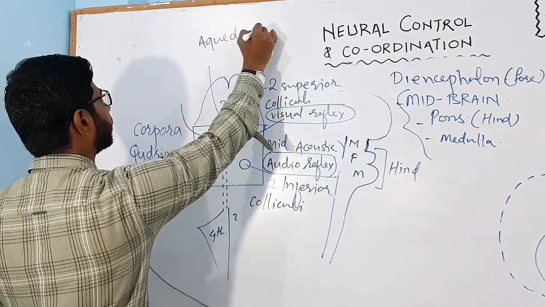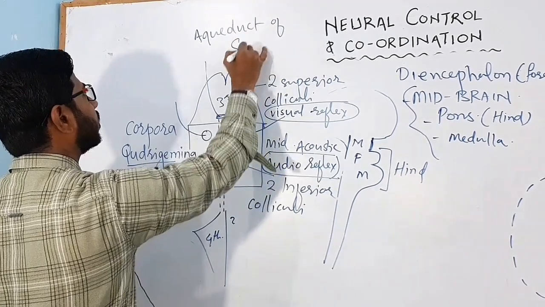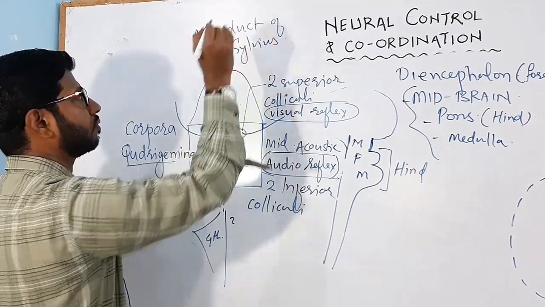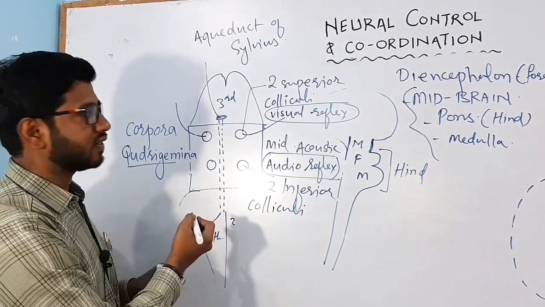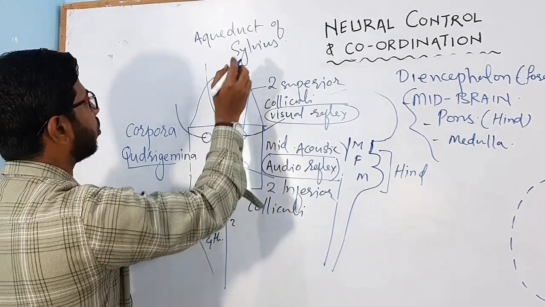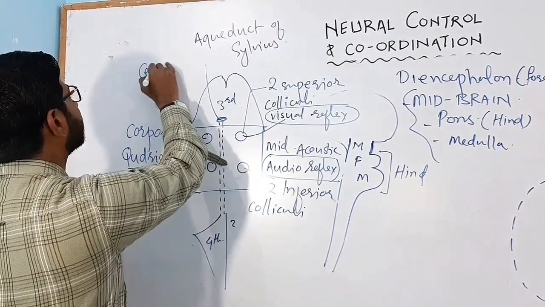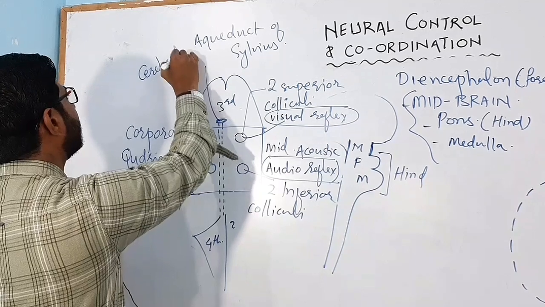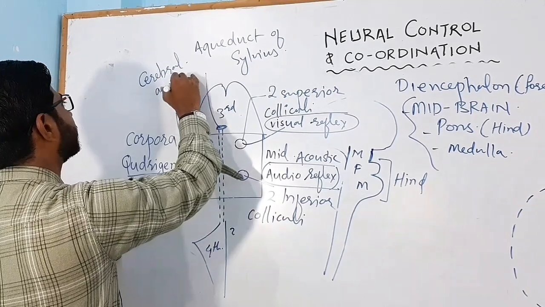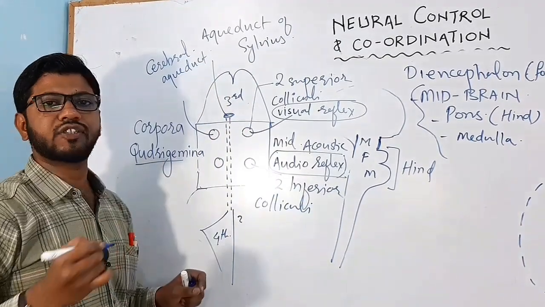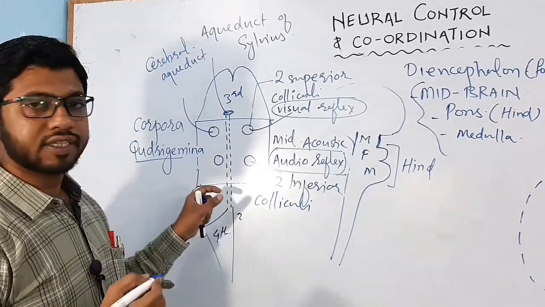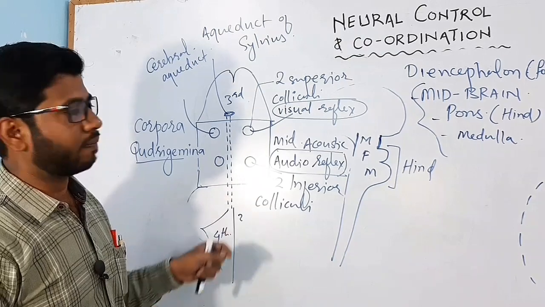aqueduct of Sylvius. Yes, call it aqueduct of Sylvius. And this tube is also called the cerebral aqueduct because it contains the cerebrospinal fluid. So this is what about the posterior part.